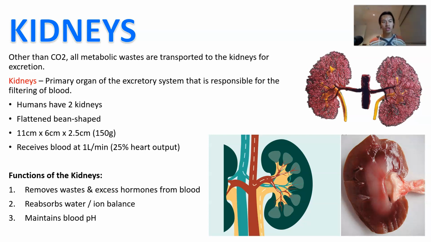Okay, the main organ in humans, and actually a lot of other animals, that is responsible for excretion is the kidneys. And so we're going to talk about the kidneys. So other than CO2, right, all other metabolic waste is going to be transported to the kidneys for excretion, right? The kidney is the primary organ of the excretory system, and it's going to be responsible for filtering blood, right? Humans have 2 kidneys. They're flat and bean-shaped, and they're about 150 grams, 11 centimeters or so, or roughly the size of a closed fist. So if you close your fist and you put it right at the bottom of your back, that's where your kidneys are. And they do a phenomenal job at receiving and working their way through about 1 liter of blood a minute, right?